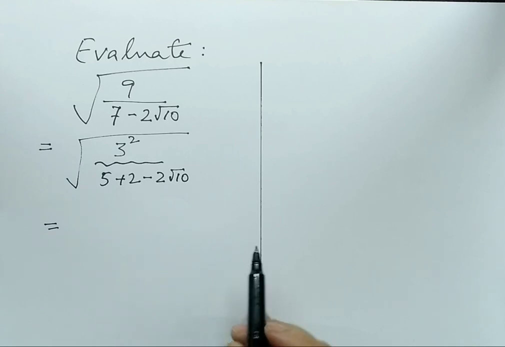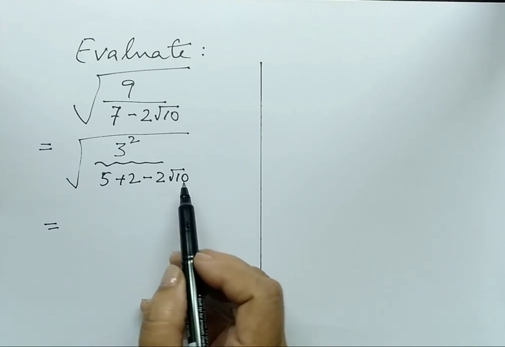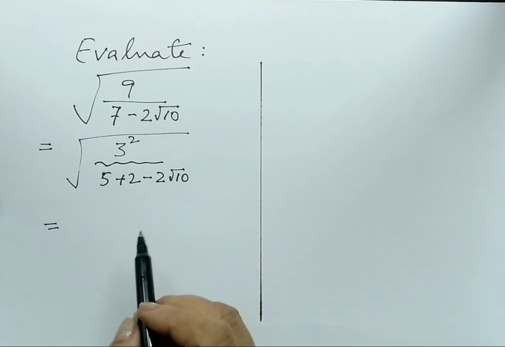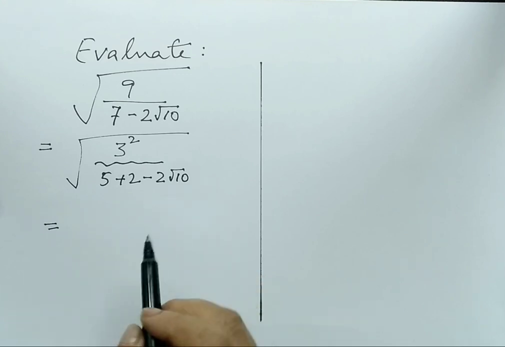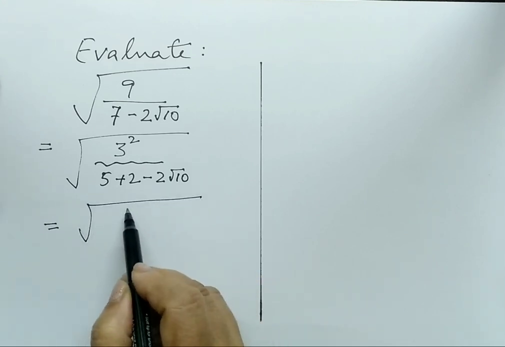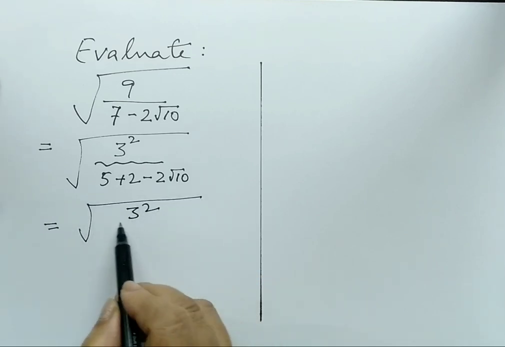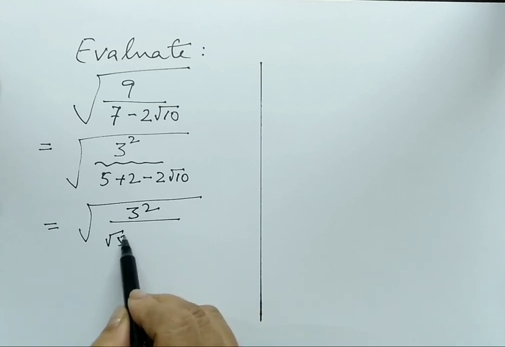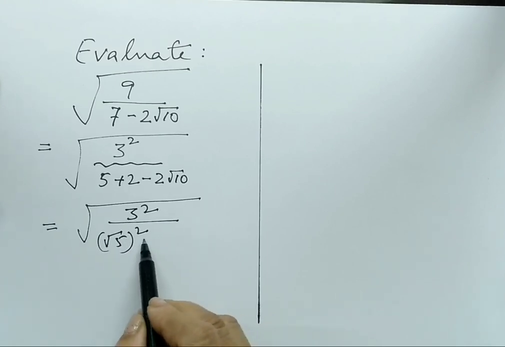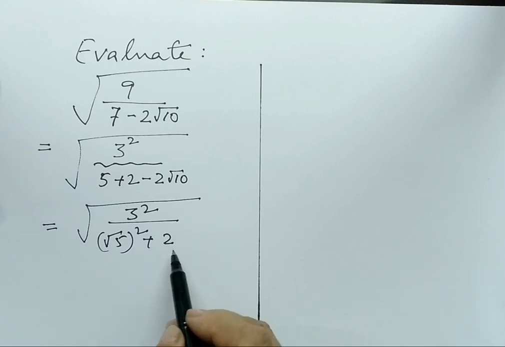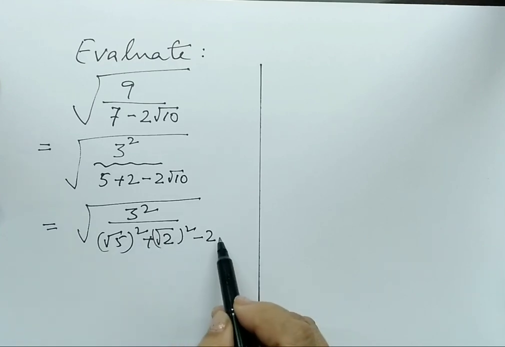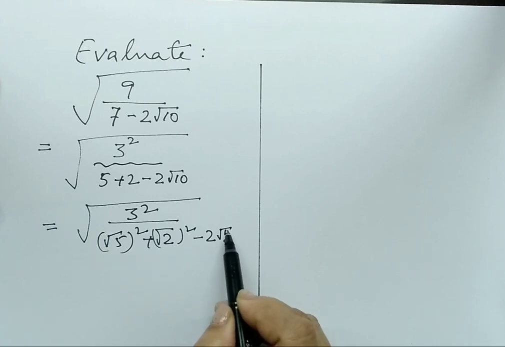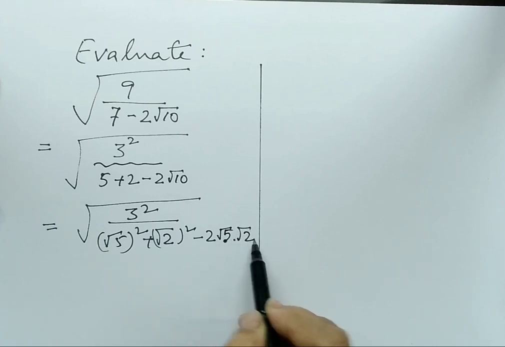Next step is to convert this into an identity. A square plus b square minus 2ab. Alright. So we have 3 square already here. Root 5 whole square plus 2 root whole square minus 2 root 5 and root 2.